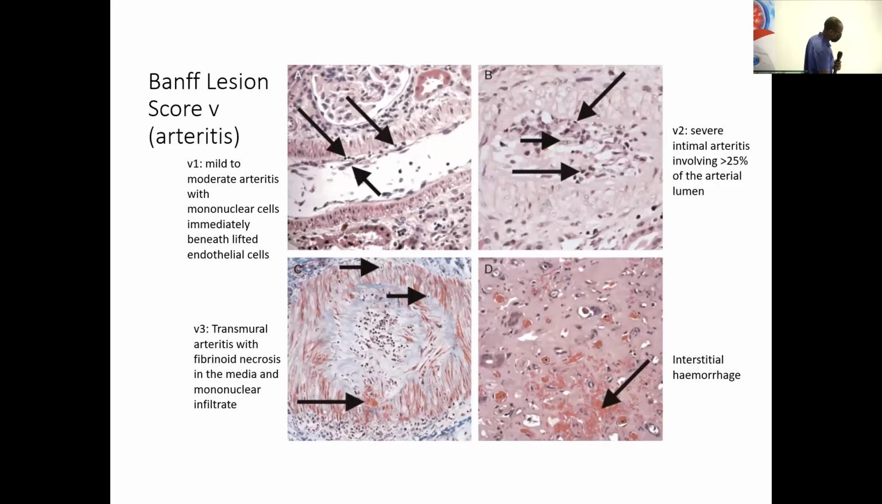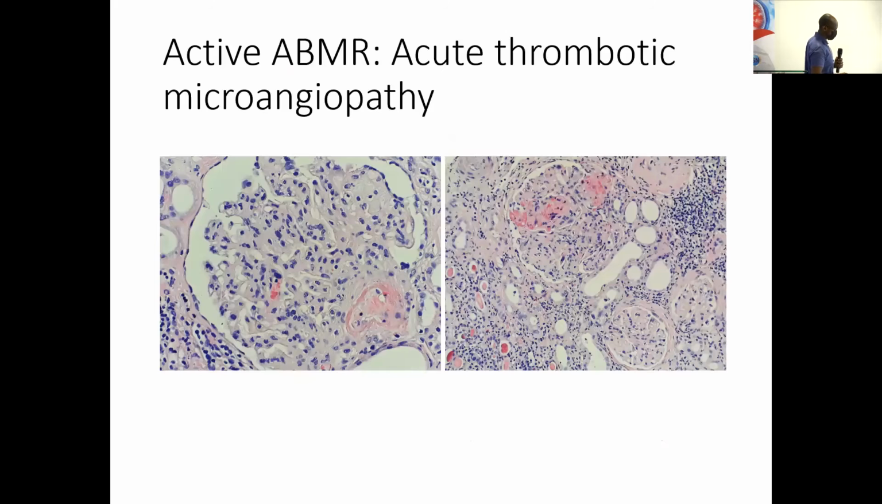That's just an example of arteritis, ranging from the most minor form, where you really just have elevation of the endothelium, and the blue dots represent inflammatory cells. Again, we assign a score. So for both glomerulitis and arteritis, really any of that is consistent with rejection. But we'll see that for some of the other lesions, you do need to quantify in order to decide whether or not you have rejection.